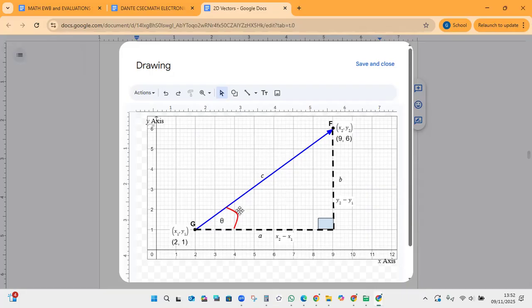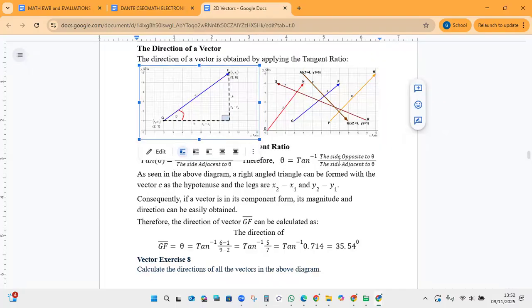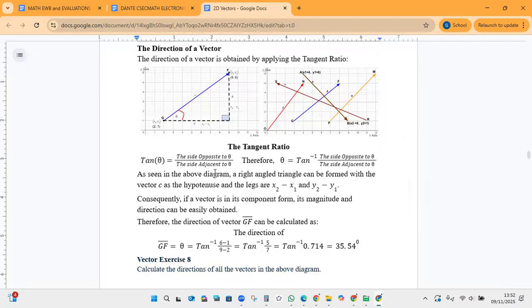It's away from it. So from this, we can clearly apply the tangent ratio, which is given by the opposite side to theta divided by the adjacent side to theta. And theta would be equal to the inverse of tangent of the opposite side to theta divided by the adjacent side to theta. As seen in the above diagram, again, the right angle triangle can be formed with the vector C as the hypotenuse, and the legs are x2 minus x1 and y2 minus y1.